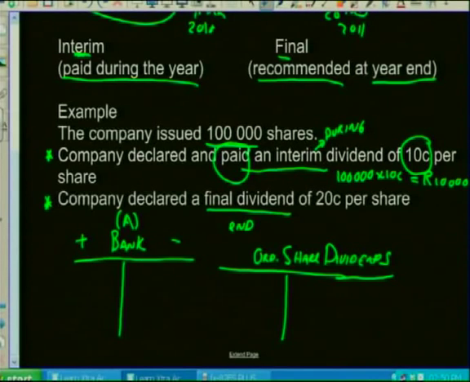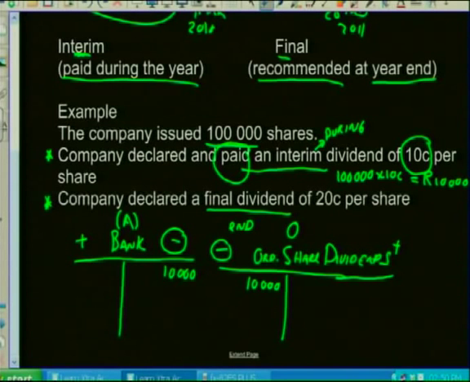Let's now record this 10,000 Rand. Let's start with bank, because bank is always very easy to understand. The company again is making a payment, which means your bank balance has to decrease. The company's bank balance is decreasing by the 10,000 Rand. So the account credited will be your bank account. If bank is being credited, ordinary share dividends gets debited with your 10,000 Rand. Because remember, ordinary share dividends is an expense.